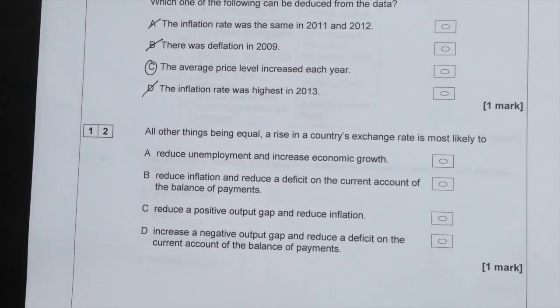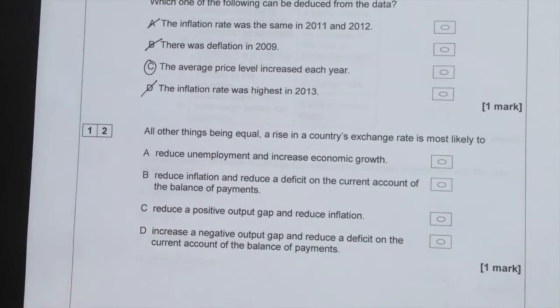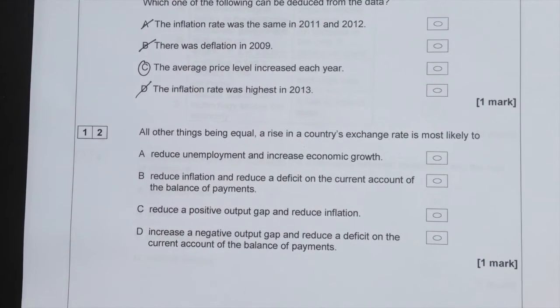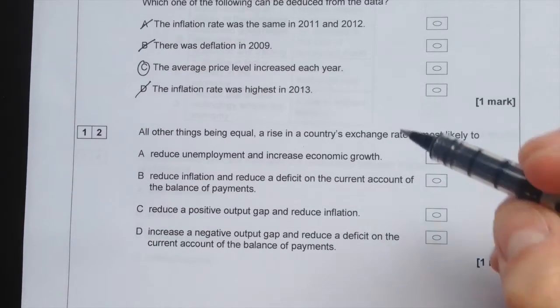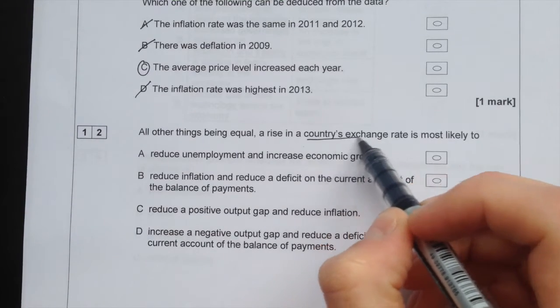All other things being equal, a rise in a country's exchange rate will most likely A, reduce unemployment and increase economic growth, B, reduce inflation and reduce a deficit on the current account of the balance of payments, C, reduce a positive output gap and reduce inflation, or D, increase a negative output gap and reduce a deficit on the current account of the balance of payments. So we're looking at what the effect of a rise in a country's exchange rate will be.